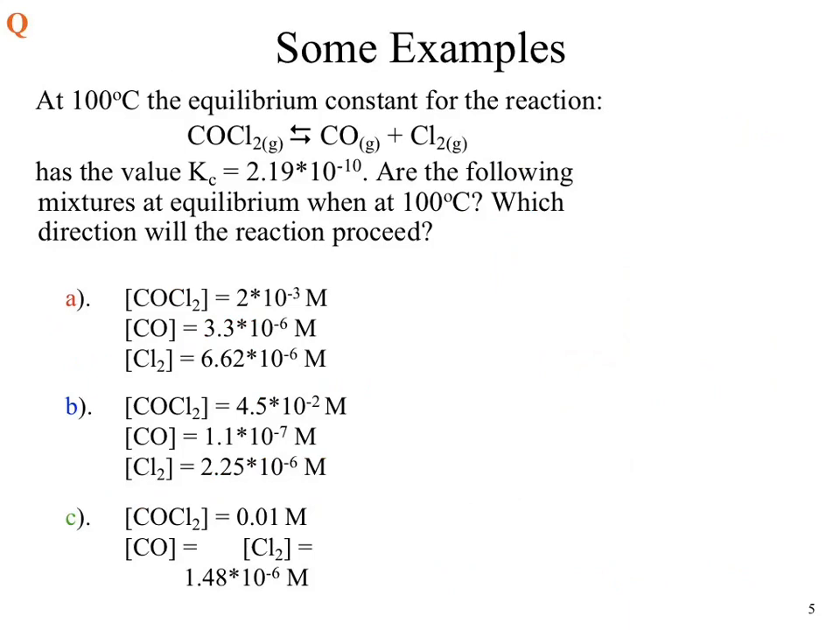Yes? What's the concentration value of carbon dioxide in part C? We'll get to that as soon as we solve the first one. But it is equal to the concentration of chlorine. For some reason, the spacing is a little bit odd. They're equal to each other. So, to solve, what would we need to do?